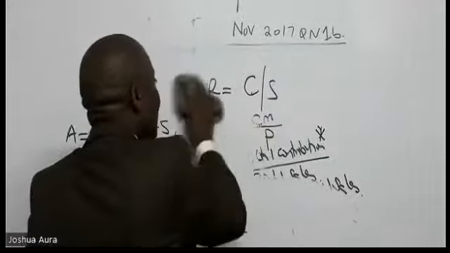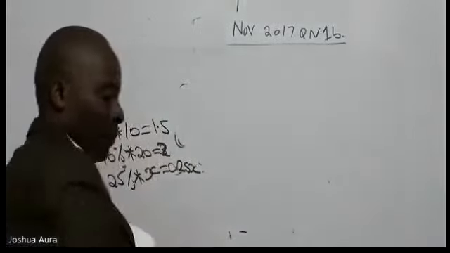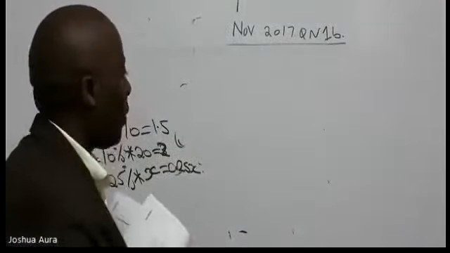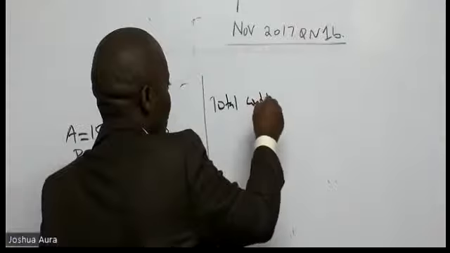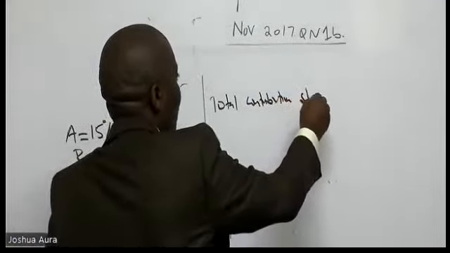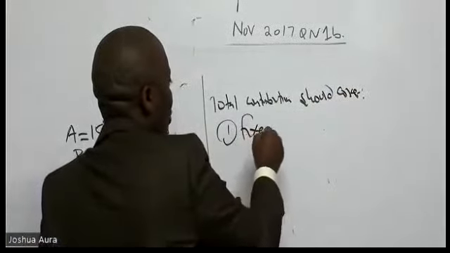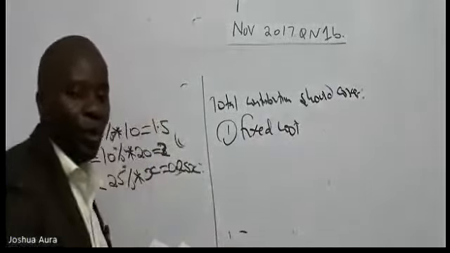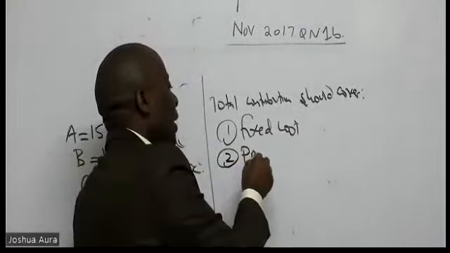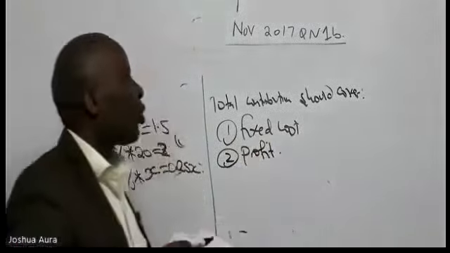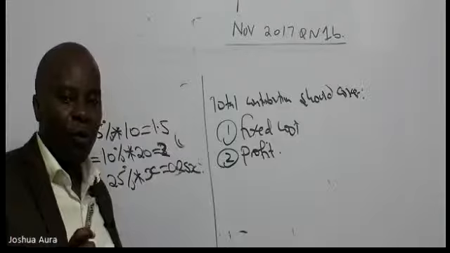The other thing, ladies and gentlemen, that I'm supposed to know very fast is that the total contribution that we generate should cover, number 1, the fixed costs of a firm. We contribute towards fixed cost, that's number 1. And then number 2, we contribute towards getting a profit, the profit of the organization.